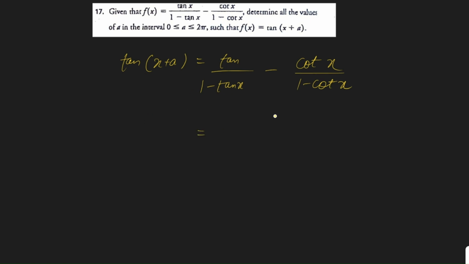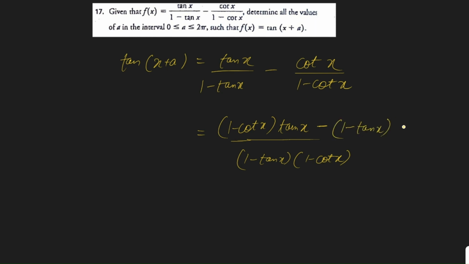Alright, so let's start by taking the LCM. So here the LCM should be 1 minus tan x times 1 minus cot x, and then when you do this you'll get 1 minus cot x times tan x, and then minus 1 minus tan x times cot x. Alright, let's simplify. Let's open the brackets.